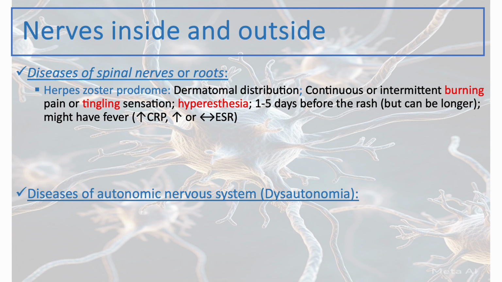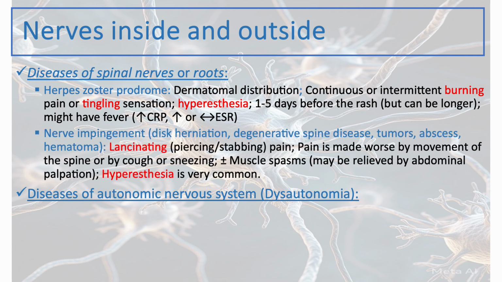Some patients might have some mild constitutional symptoms, maybe some mild fevers. Another useful lab is to do the inflammatory markers. Some patients might have high CRP, C-reactive protein. ESR tends to be normal or a little bit high, but CRP might be more sensitive in these situations. And again, remember, the patient might have the pain 1 to 5 days before the rash, or even longer.